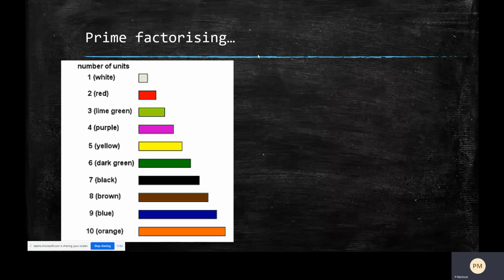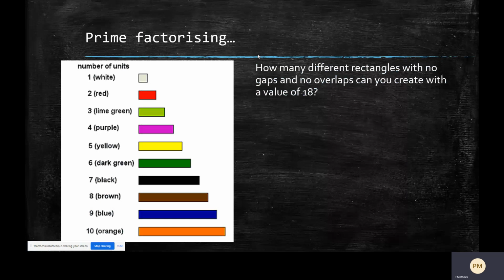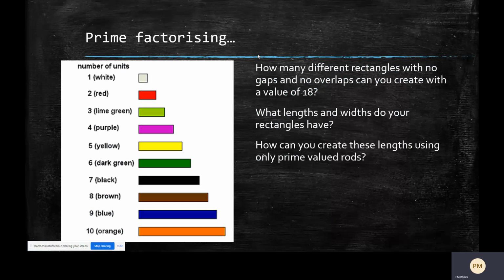And when it comes to prime factorizing, I might say, okay, build me a rectangle, no gaps, no overlaps, with a value of 18. Look at their factors, look at the lengths and look at their widths. And in particular now, how can you create those lengths and widths using only prime valued rods?